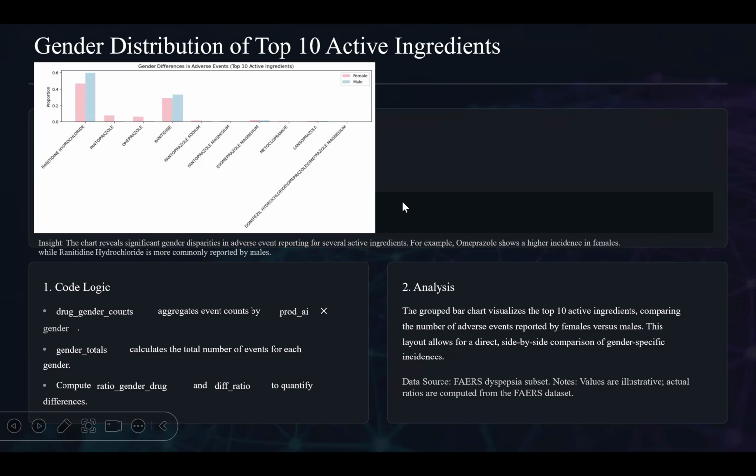Now, we also analyzed the gender variable, which is M or F, for each prod AI, which stands for active ingredient. We found clear patterns. Omeprazole and other PPIs like esomeprazole and pantoprazole appear significantly more often in female reports. Ranitidine hydrochloride showed higher proportions in male cases. Some drug ingredients show gender differences of 10% or more. This suggests meaningful demographic differences, which could reflect biology, prescription habits, or reporting patterns.